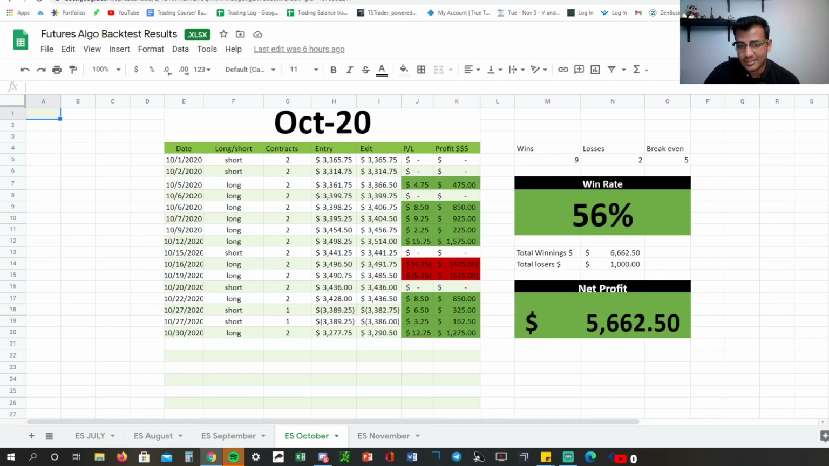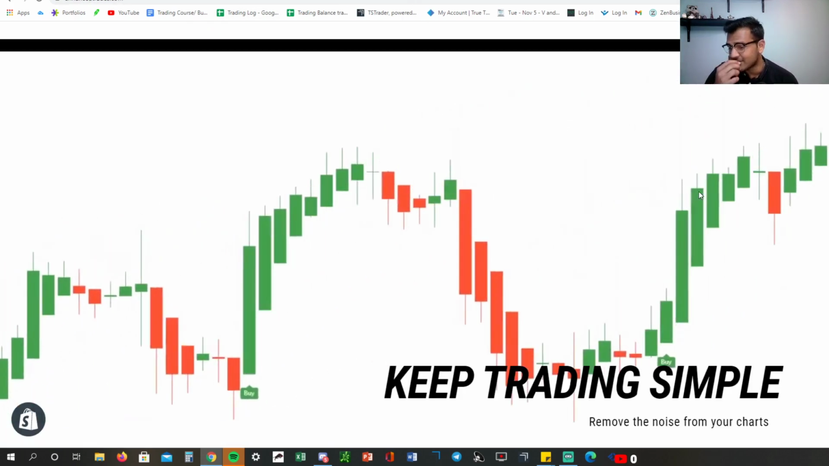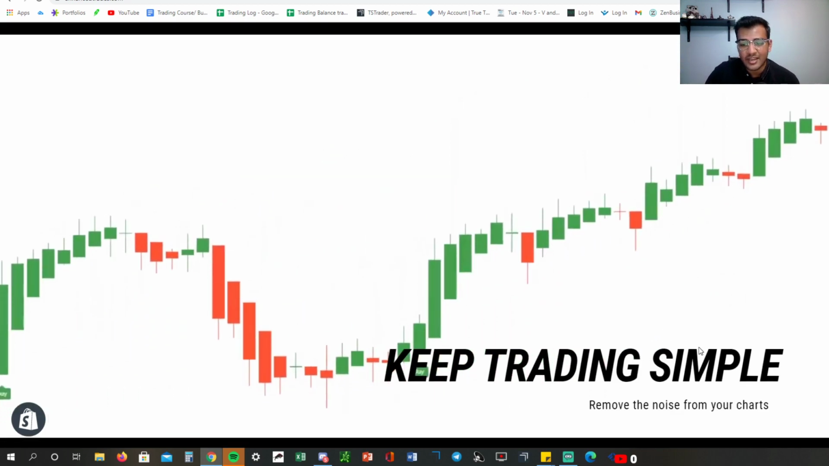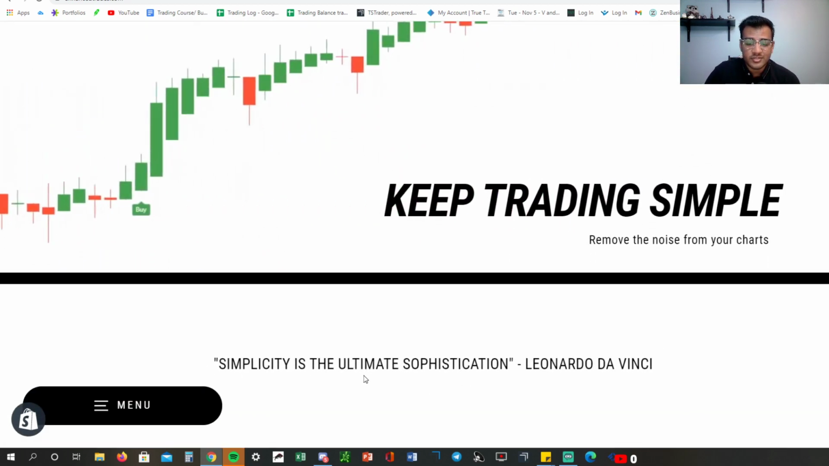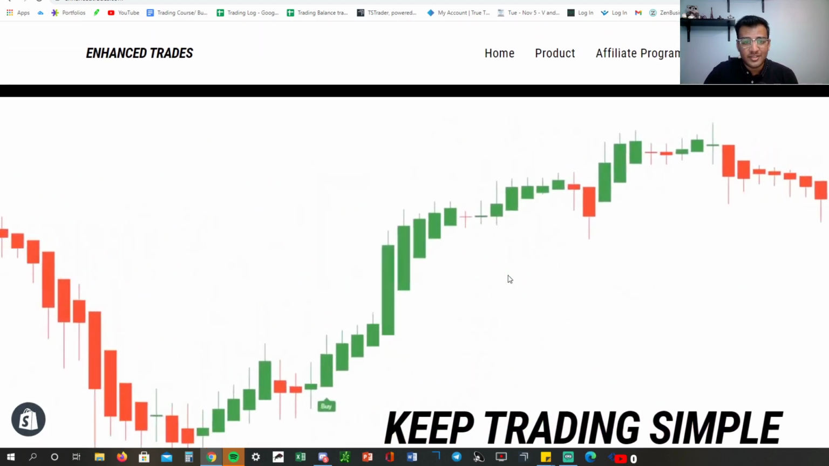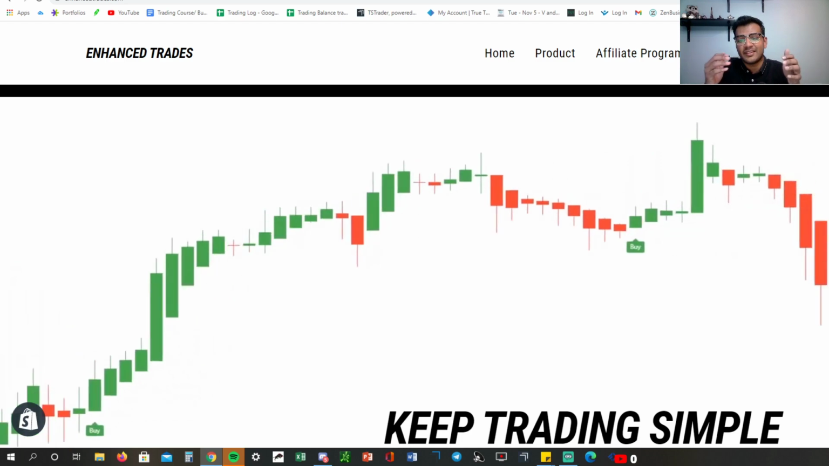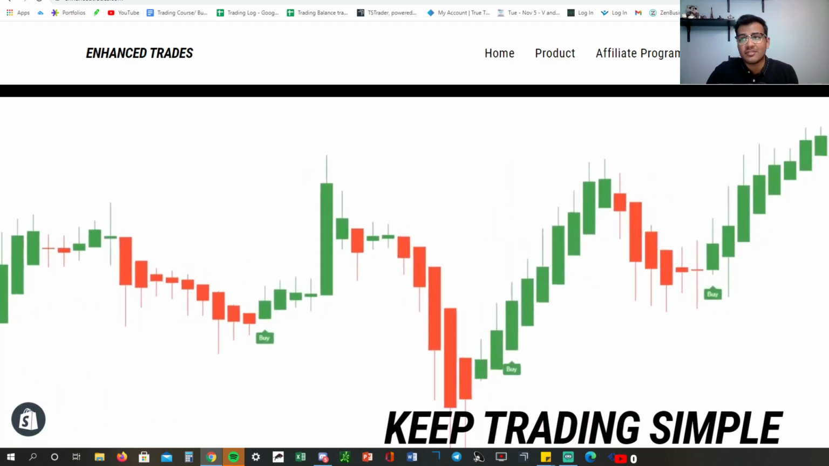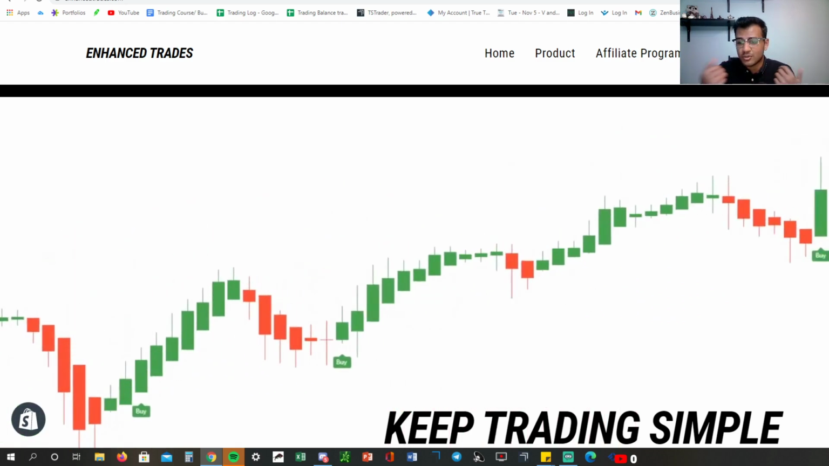The whole point again is to keep trading simple and remove the noise from your charts, because I really do believe simplicity is the ultimate sophistication. And ever since I spent so much money creating this algo, it made my life easier and it paid for itself. So I just want to help you guys out.